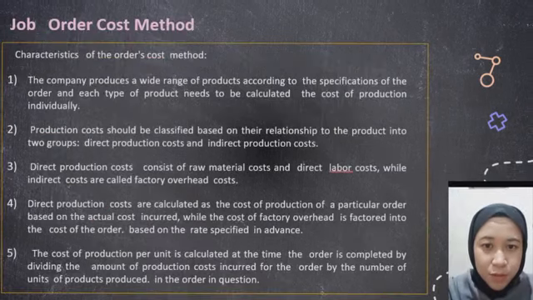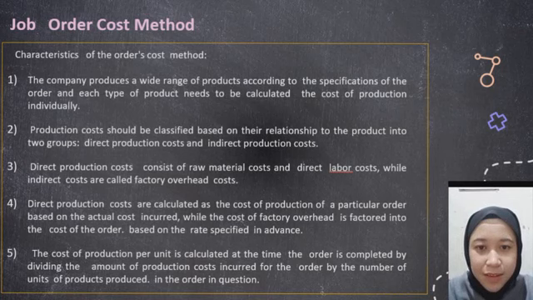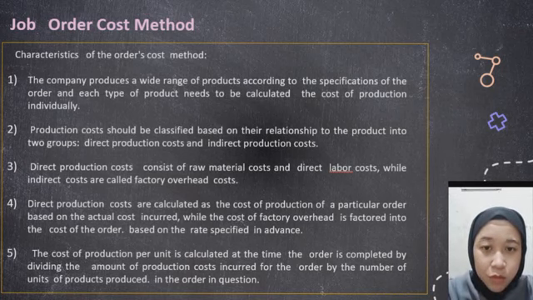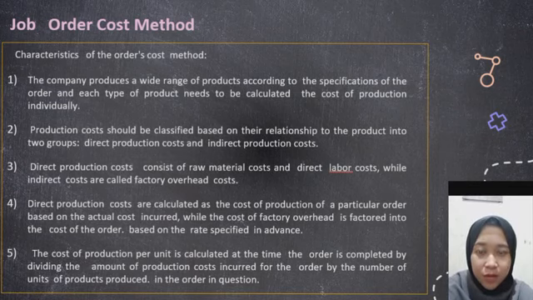Job order cost method. According to Dunia and Abdullah, the job order cost method is a perpetual cost accounting system that calculates costs according to a particular job. Characteristics of the job order cost method. First, the company produces a wide range of products according to the specifications of the order, and each type of product needs to be calculated the cost of production individually.